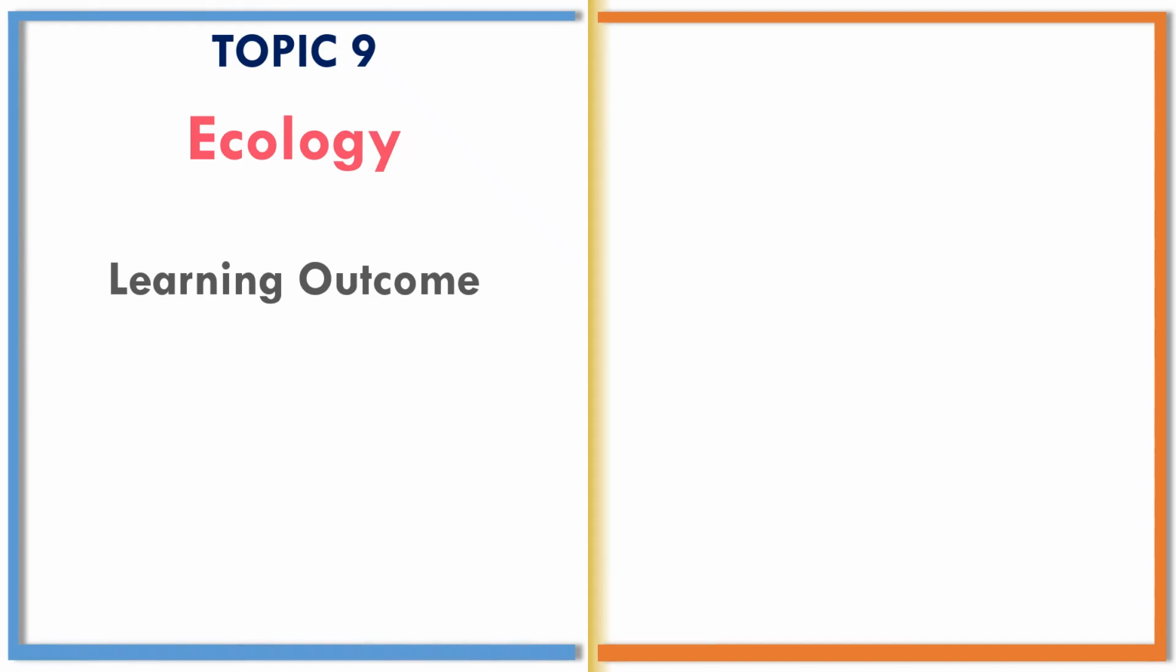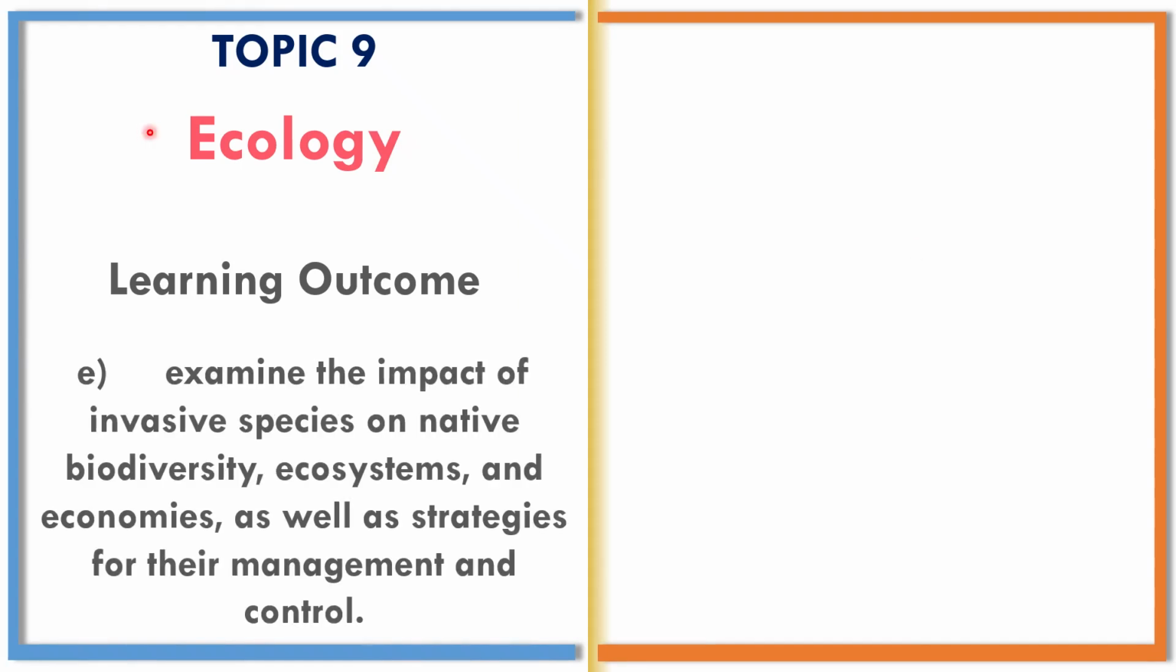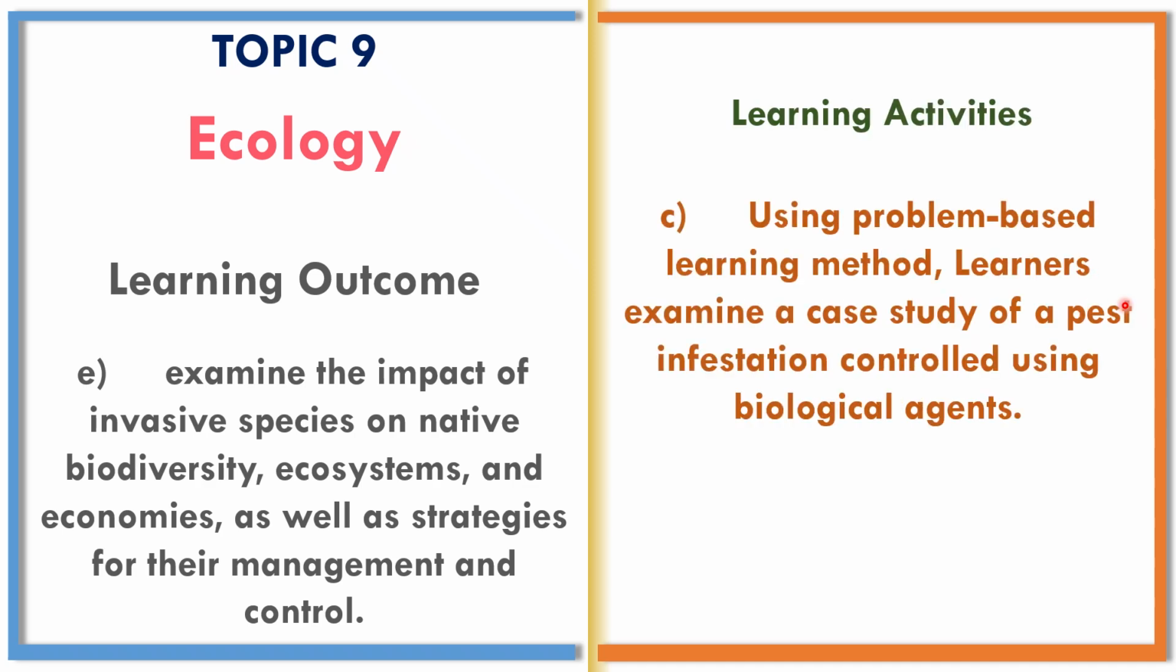My name is Joshua Mugabi. I welcome you to Topic 9, Ecology, Learning Outcome E: Examine the impact of invasive species on native biodiversity, ecosystem, and economies, as well as strategies for their management and control. We are going to look at learning activity C.